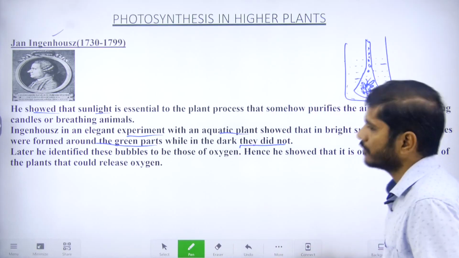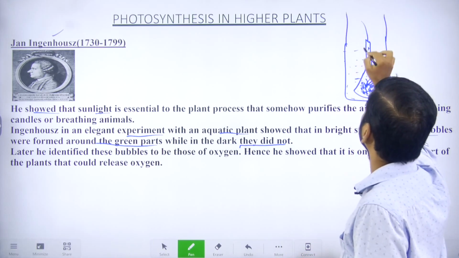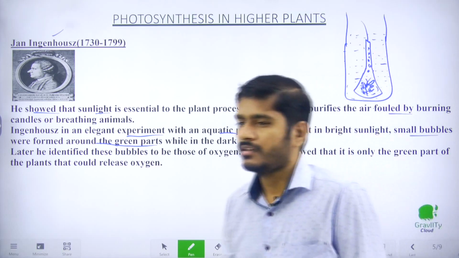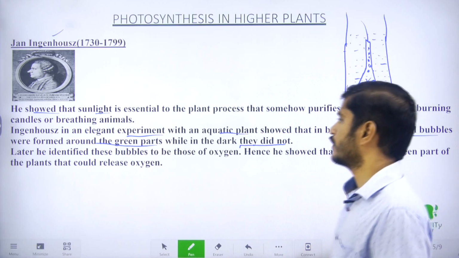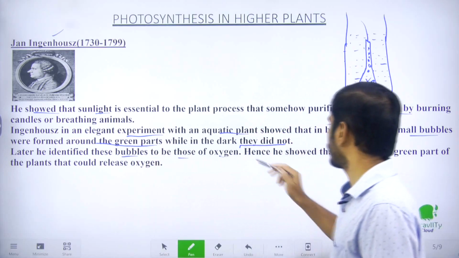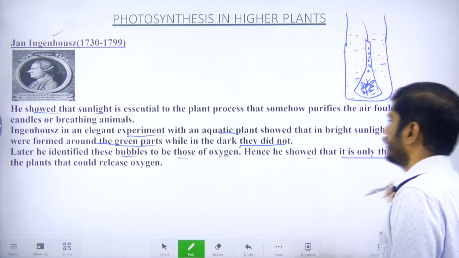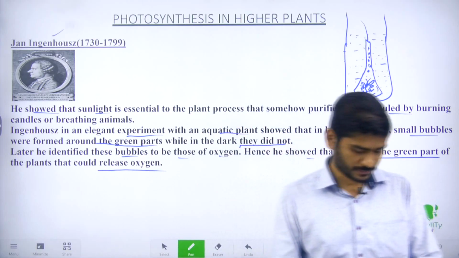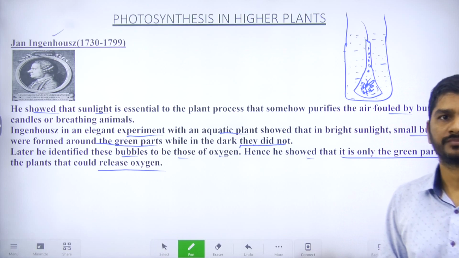Some bubbles are coming out continuously and they are escaping into the outer air. So he had this conclusion. Later he identified these bubbles to be those of oxygen, and ensured that it is only the green part of the plant that could release oxygen. So why is only the green part of the plant releasing it here?